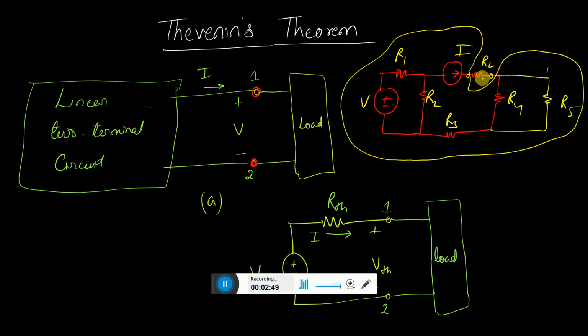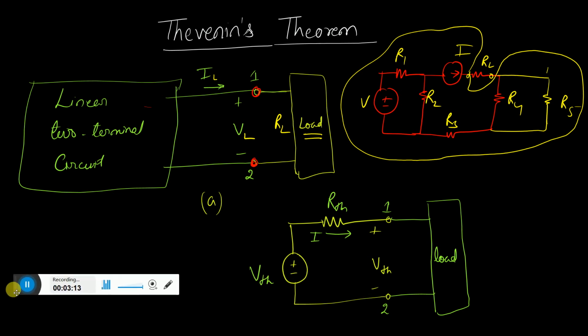So you take out that load resistance and the entire circuit you will represent as a linear two-terminal circuit. Is it okay? Now the current will flow from this and you have a voltage across it. So if this is RL, you can say this is VL, and the current going through it is IL.